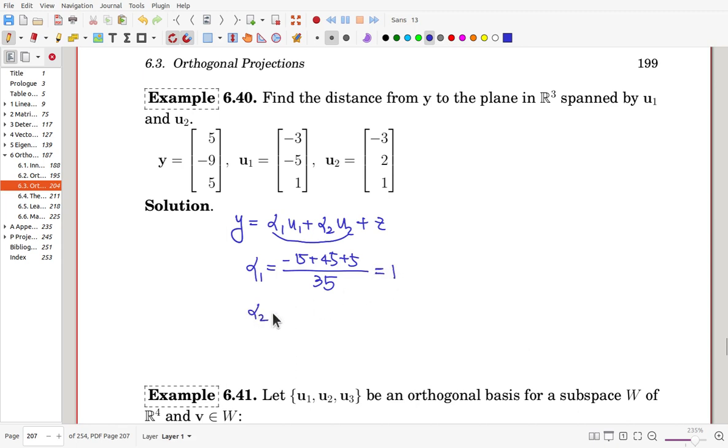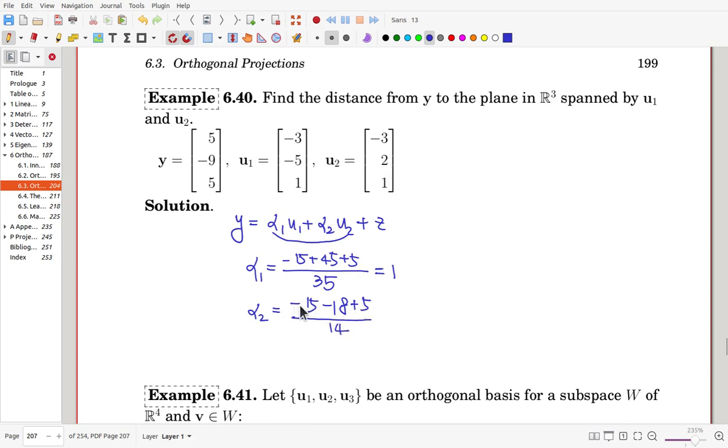Now alpha 2 is y dot u2 over u2 dot u2, right? So there's minus 15 minus 18 plus 5. Now divide by 9, 4, 1, which is 14.